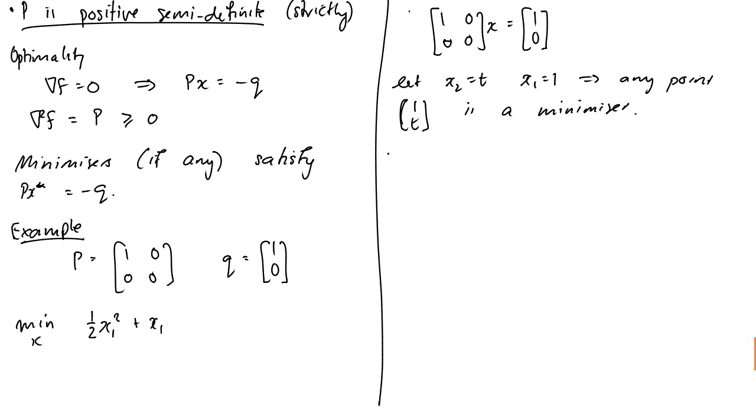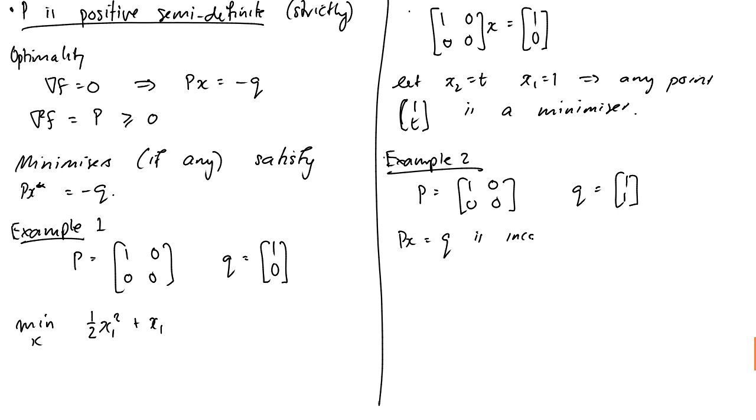Okay, another example. We'll have the same P, and now we'll have q equals (1, 1). Okay, Px equals q is inconsistent, because we've got a 0 equals 1 on the bottom line. Inconsistent. So we have no solutions.